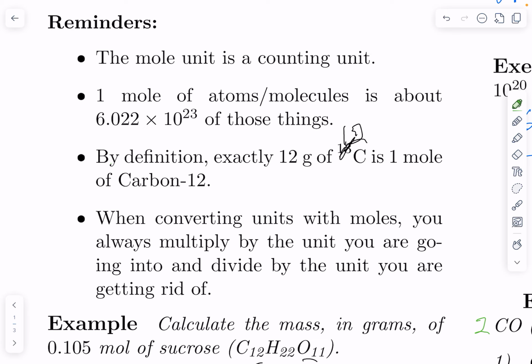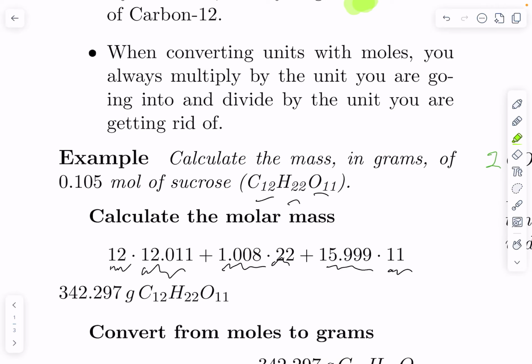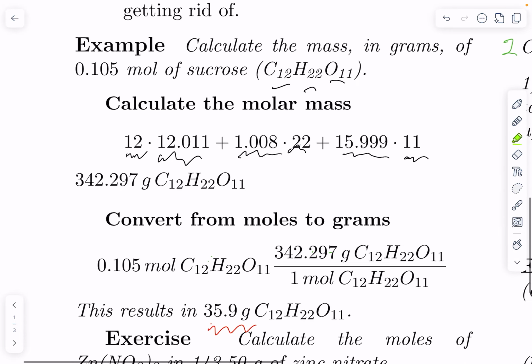The definition of a mole is that 12 grams of carbon-12, okay, so notice that's carbon-12, is 1 mole of carbon-12, okay? So remember, that's the isotopic notation of carbon-12. It's just a 12 with a C by it. When converting units with moles, you always multiply by the unit you're going into, divide by the unit you're getting rid of. So that's just dimensional analysis from back in the day.